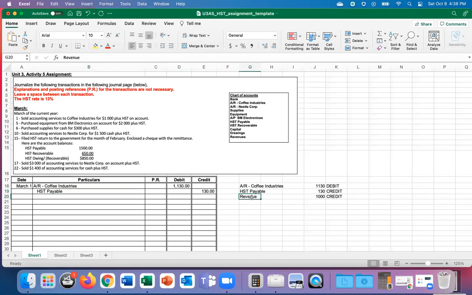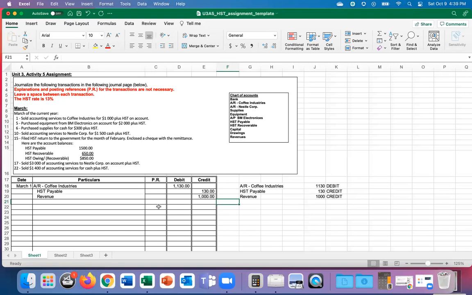And then the last one we want to put in is our revenue. So I'll just copy that, paste it, and indent it because it's also going to be a credit. And then we put in our $1,000 amount there. That's the amount that the business is ultimately going to keep from this transaction. All right, so that's the first transaction.